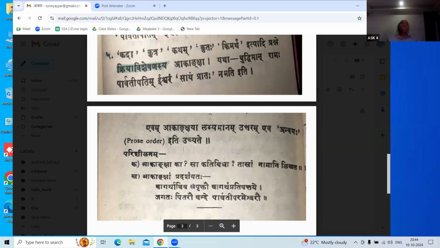Now please give me the full sentence, the full prose order, so that you will not lose track of the subject, object, verb, and the adjectives describing the subject or the object, or the adverbs that are used. Aham jagatah pitarau vande. Aham is an adhyahara, it should be in parentheses. I am saying it because for kaha the answer is aham. So, jagatah pitarau Parvati Parameshwarau vande.